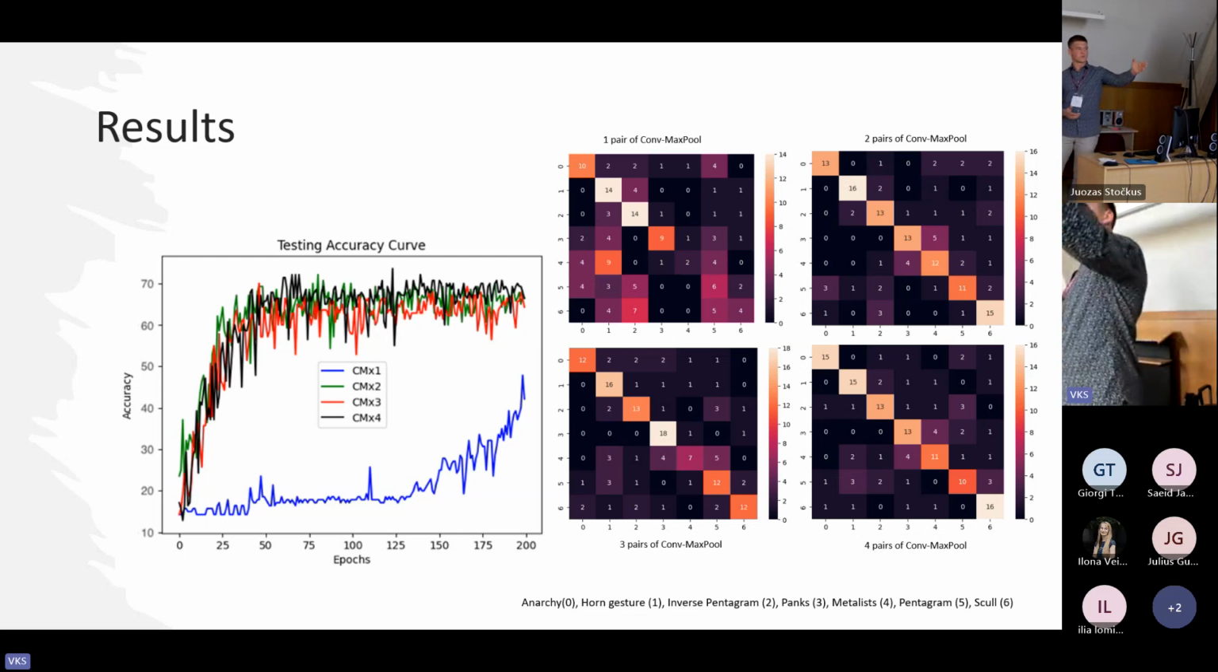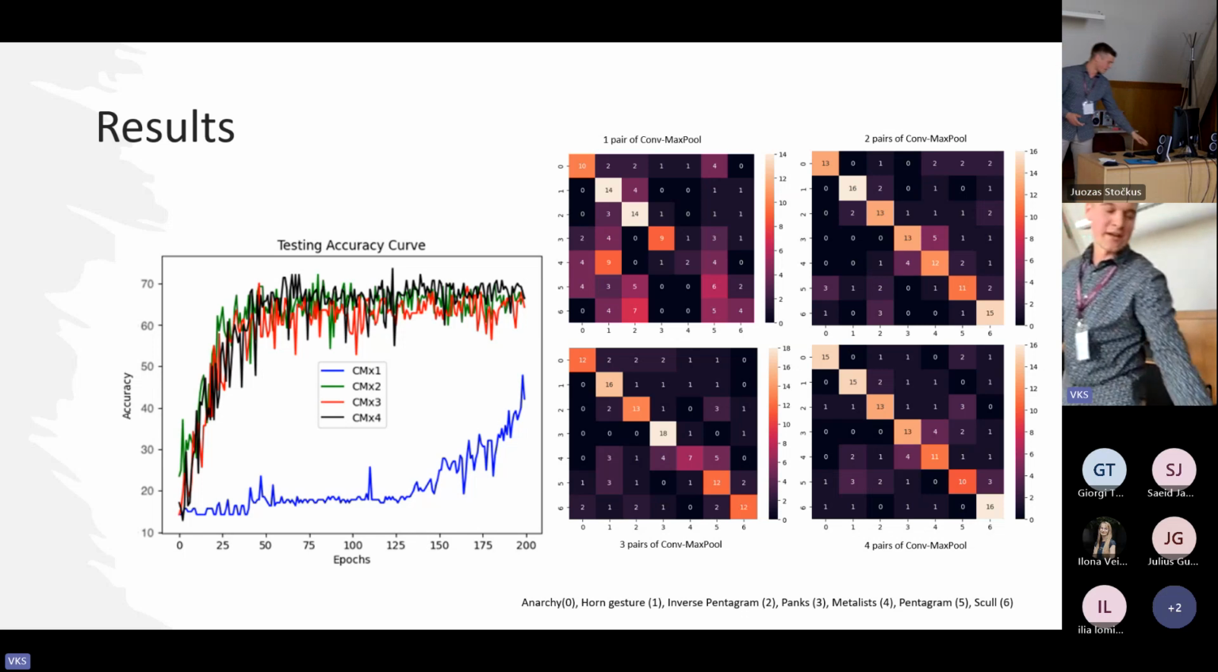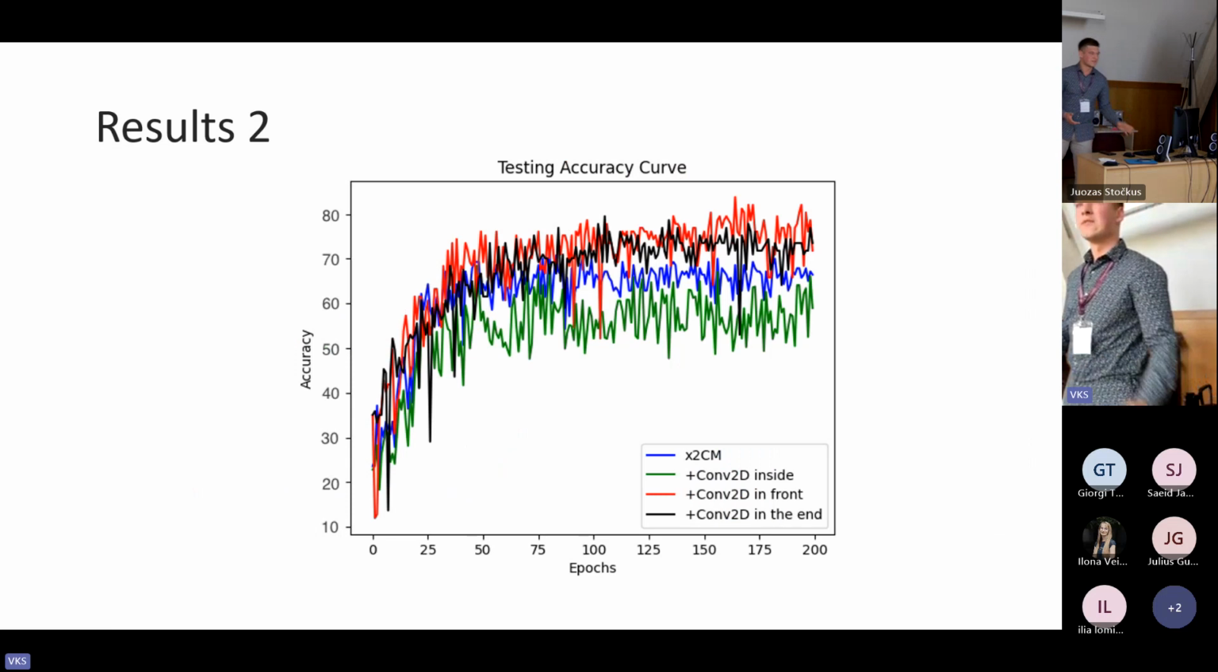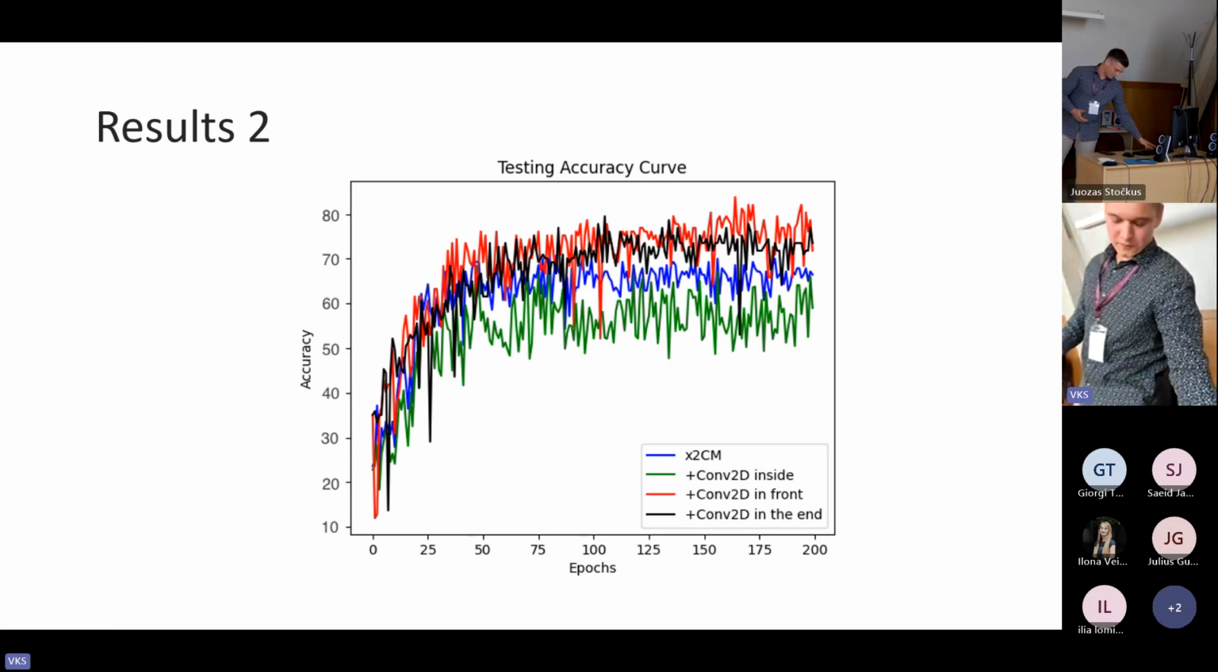So I took the two-pair model and applied an additional convolution. It could be applied in different places, and as can be seen, the one applied at the front performed the best.